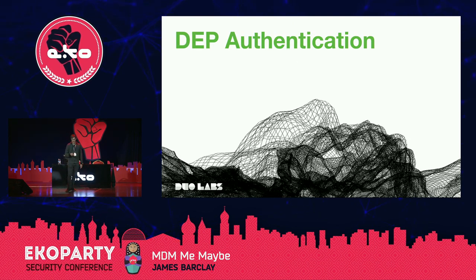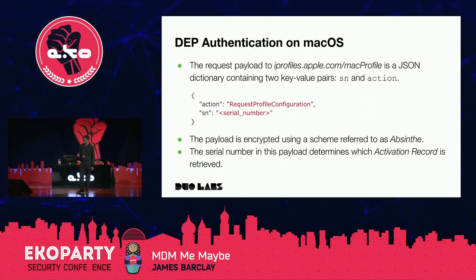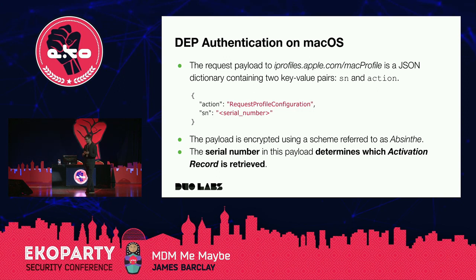So I'm going to talk about how devices are authenticated as part of this DEP check-in process. The request payload that is sent to this macprofile endpoint is a JSON dictionary containing two key-value pairs: Action, which is the remote action to perform, and SN, which is the serial number. This payload is encrypted using a scheme that's internally referred to as Absinthe. And the serial number in this payload is what determines which activation record is retrieved. So I'll say that again: the serial number in the payload is what determines which activation record is retrieved, not how the device was authenticated.